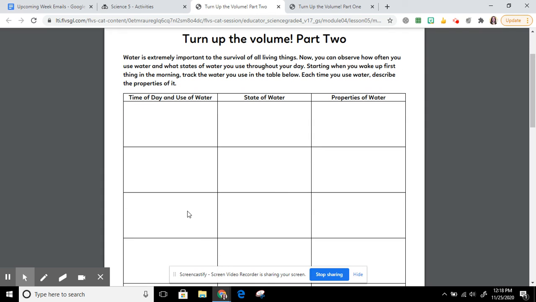And then let's say that for lunch I make some pasta. Okay, so I used water to boil pasta, and as that water boiled, the water kind of evaporated a little bit. So you could put even evaporation, and in state of water here, you could put that you started with a liquid and it evaporated as you added heat. Okay, and then you would describe the properties of water.